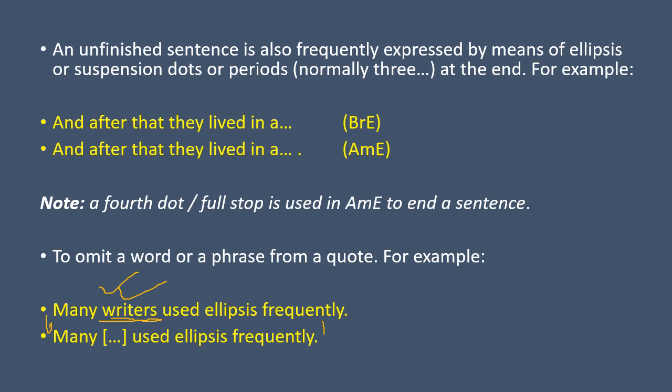Now, if you omit something from a quotation, then you have to use ellipses, 3 dots. Now this 3 dots means that something has been omitted here.